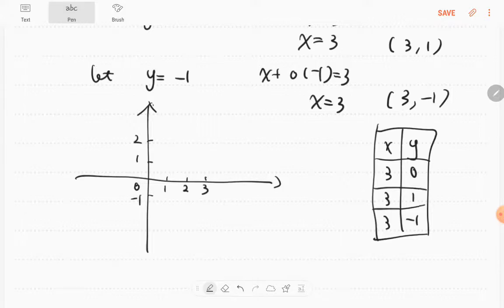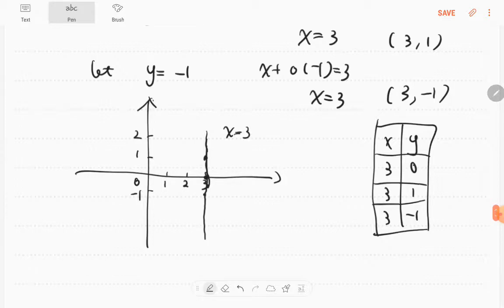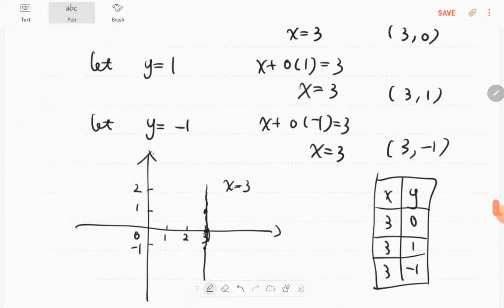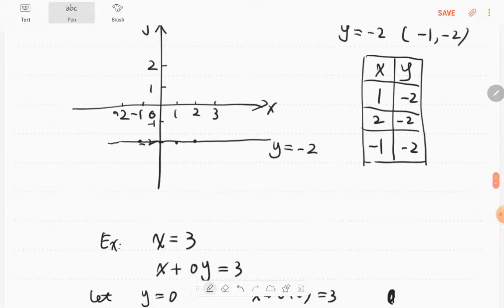So for example, the first point will be 3, 0, will be like this. And the second will be 3, 1. And 3, negative 1 will be like this. So we realize when we connect all of the 3 points, we will get a vertical line. So x equal to a value will be a vertical line. And from the last example, we know y equal to a number will be a horizontal line.